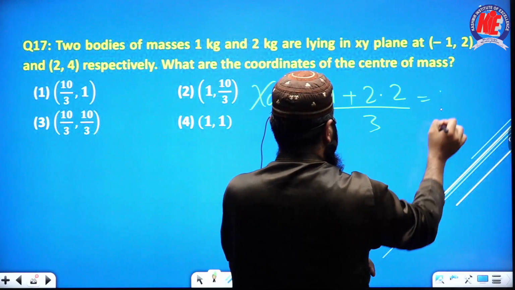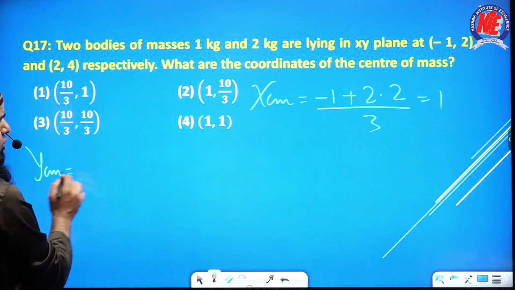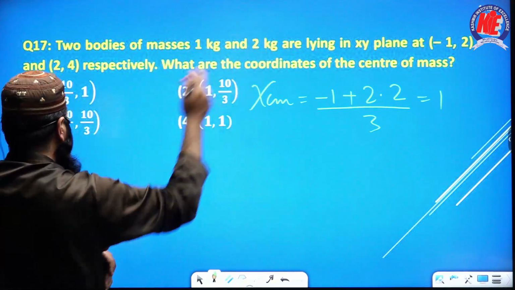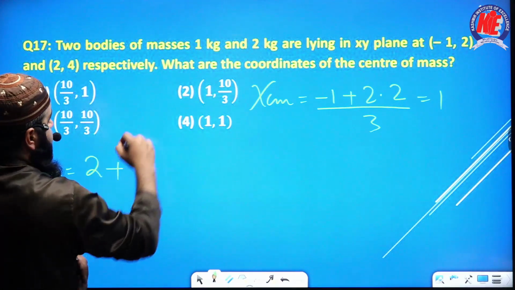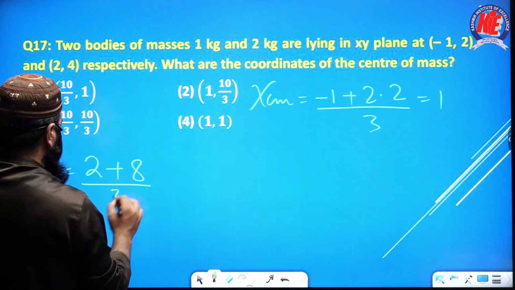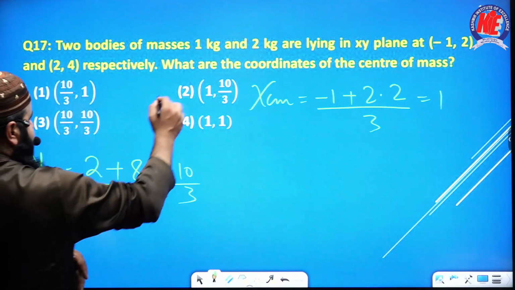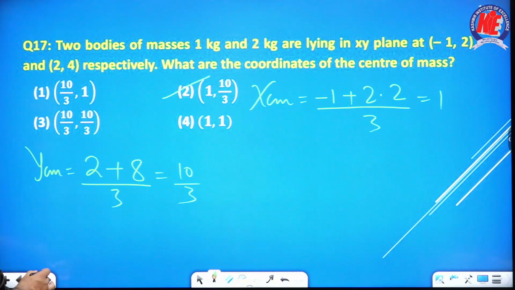So that will be 2 2s are 4, 4 minus 1 is 3, 3 upon 3 is 1, so that's your x coordinate. Talking about ycm, the y coordinate of the center of mass: m1y1, 1 into its y coordinate 2, plus 2 into its y coordinate 4, which is 8, divided by the total mass 1 plus 2 is 3. 8 plus 2 is 10, 10 by 3, so 1, 10 by 3. That is option 2, the right one.